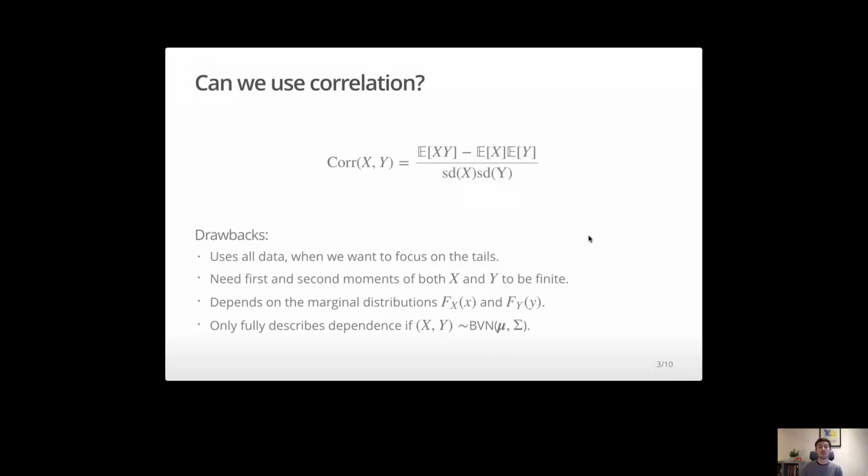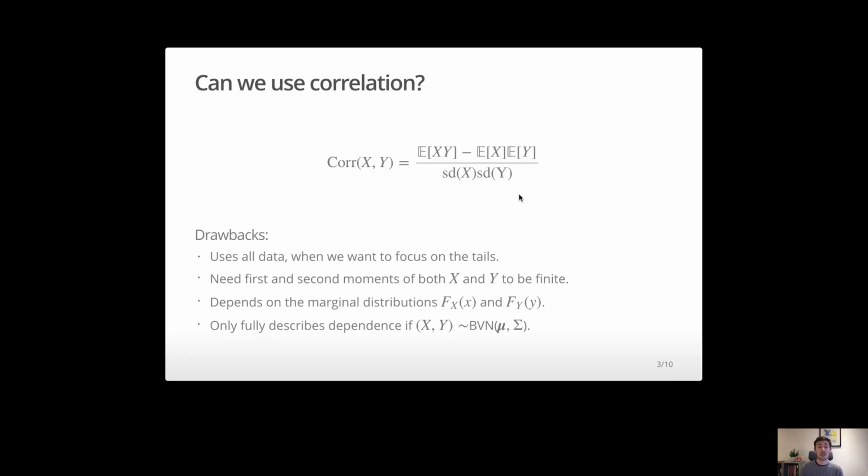So how can we describe this extremal dependence? And can we just use an idea we've met already? For example, the correlation. What I've got at the top of the slide here is just a reminder of how correlation is defined. That's the correlation between two random variables, X and Y. It's the expectation of their product minus the product of their expectations, all divided by the standard deviation of each of X and Y.